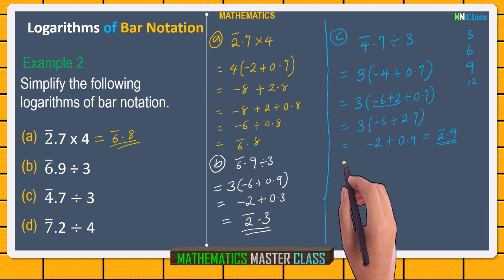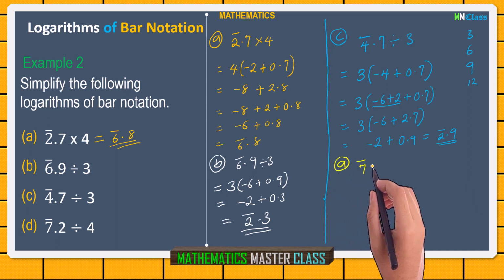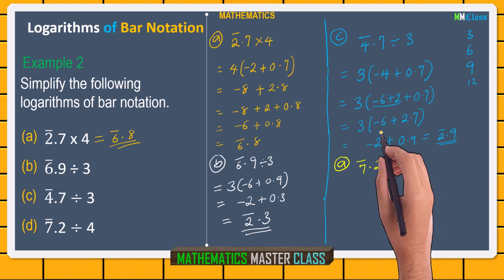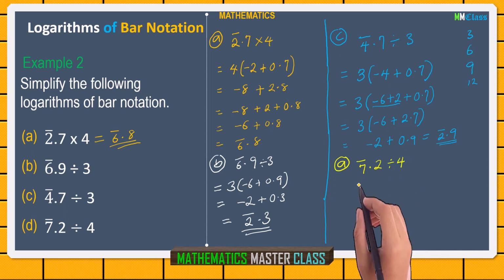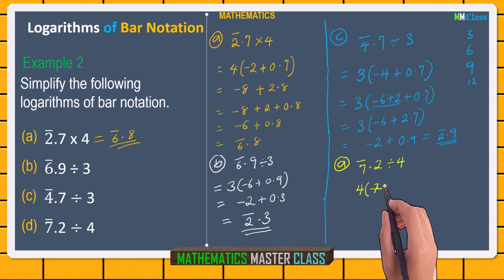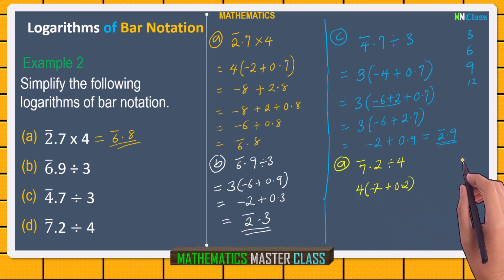Let's look at the D part, that is bar 7.2 to be divided by 4. So we are going to follow the same process of C. So we are going to put 4 outside the bracket, expand bar 7 as minus 7 plus 0.2. Multiples of 4, we have 4, we have 8, we have 12, and so on. But we cannot use 4 because it's less than 7. So we are going to use 8.